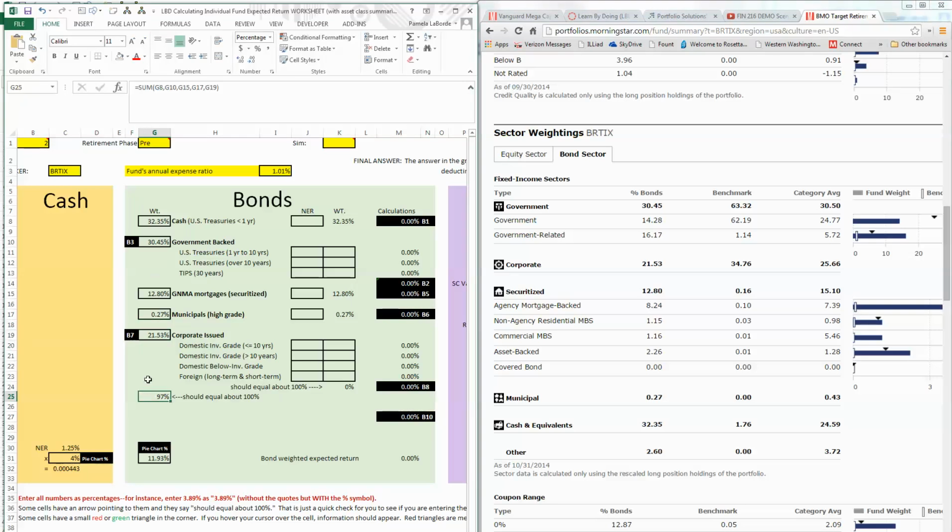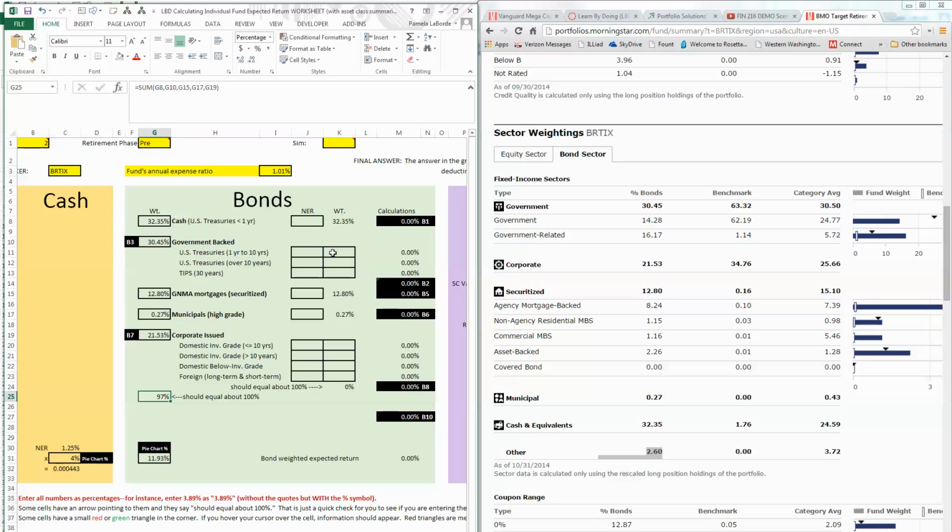This number should equal approximately 100%. I'm just going to double check and make sure I typed in everything right. Oh, I see down here they have an other. That's why mine doesn't total 100%, because I don't have a category for other. So I'm just going to ignore the other.